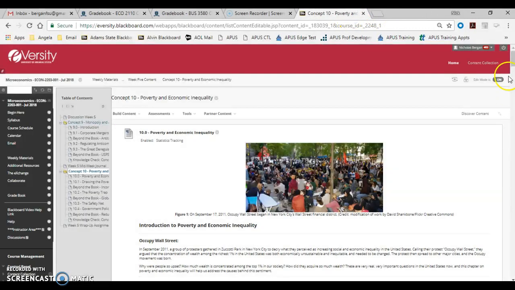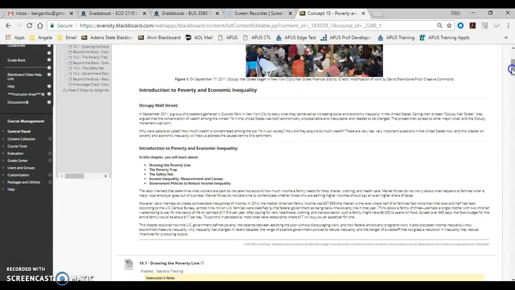Then concept 10 is going to be looking at the role of poverty and economic inequality. Poverty is a very big challenge we're facing in our economy. When we look at poverty, you'll notice it's something that the government has to focus on in terms of how to fight it. The government can fight this in many different ways, but we have to focus on how to provide some type of support to those at poverty levels.